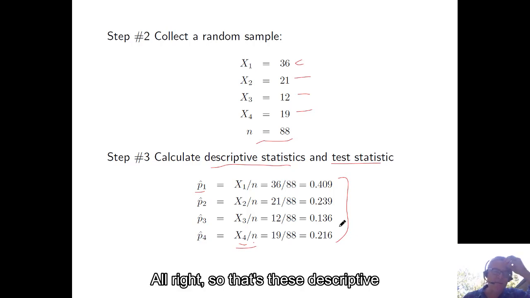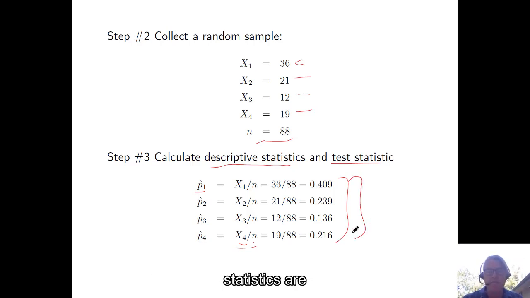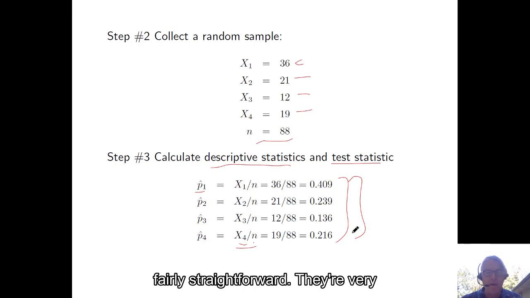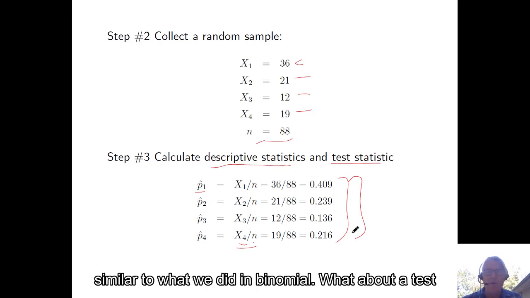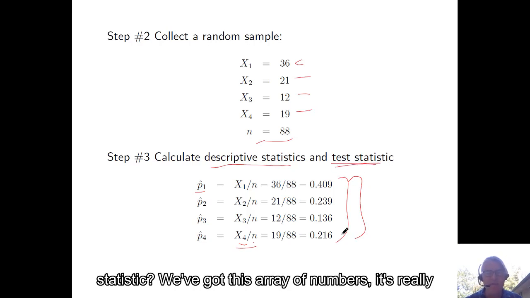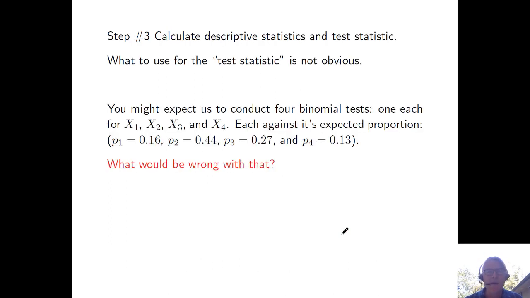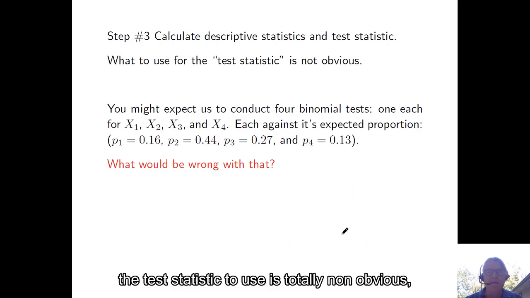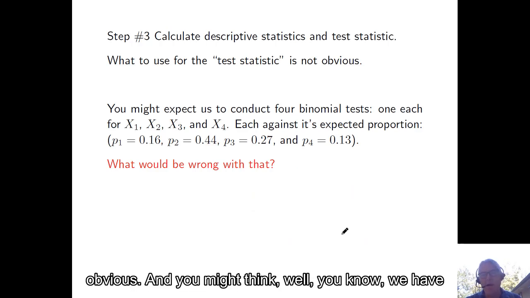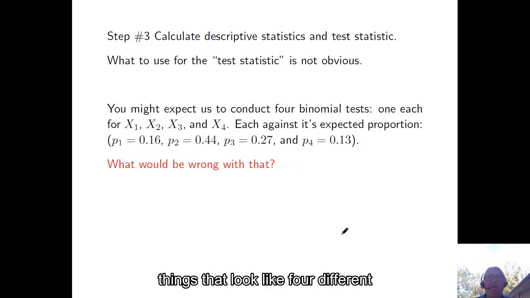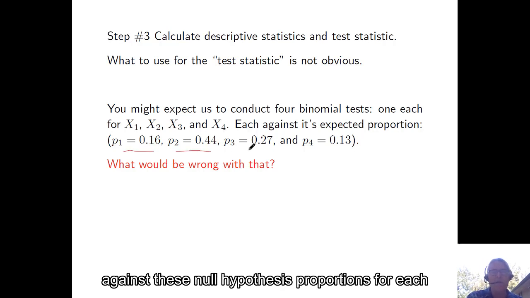All right, so these descriptive statistics are fairly straightforward. They're very similar to what we did in binomial. What about a test statistic? We've got this array of numbers. It's really not obvious what the test statistic should be in this case. The test statistic to use is totally non-obvious, and you might think, well, we have 4 different counts that look a lot like proportions. Maybe we should do 4 binomial tests. A test against x1 and a test against x2 and x3 and x4 against these null hypothesized proportions for each of those categories.